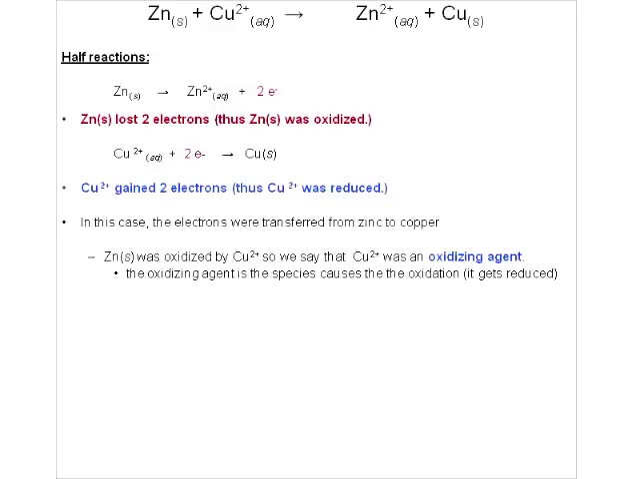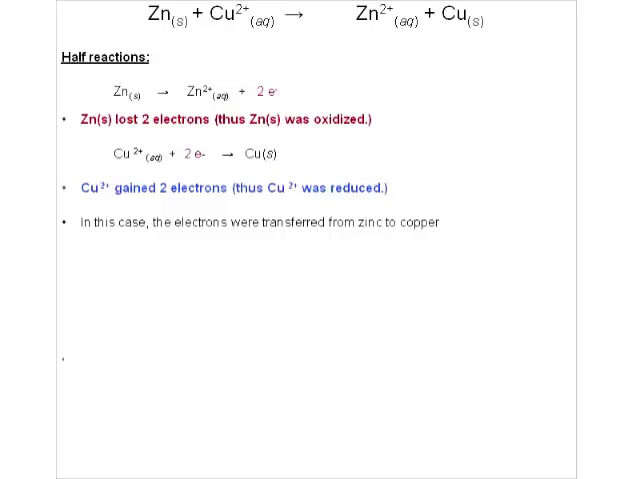Now, we're going to say that zinc was oxidized and copper was reduced. But we want to look at this from another perspective. If zinc was oxidized, what encouraged it to lose its electrons? Because it's just not going to lose electrons for no reason at all. There has to be something out there that's going to attract these electrons and take them away from zinc. We would refer to that as the agent that facilitated the oxidation process. So we would call that the oxidizing agent.